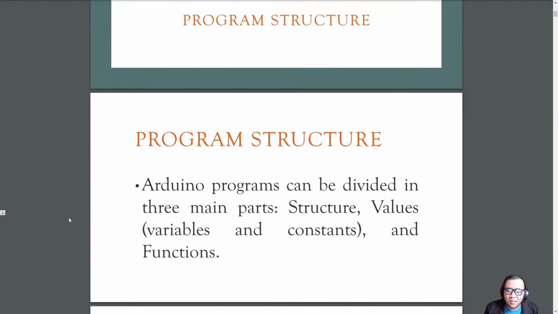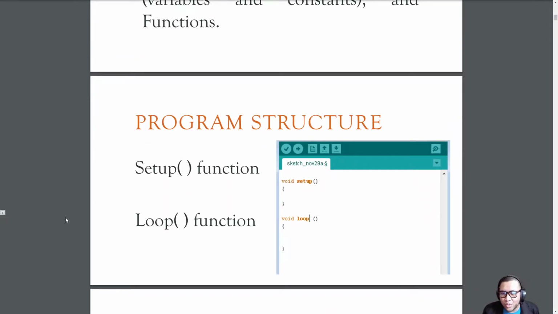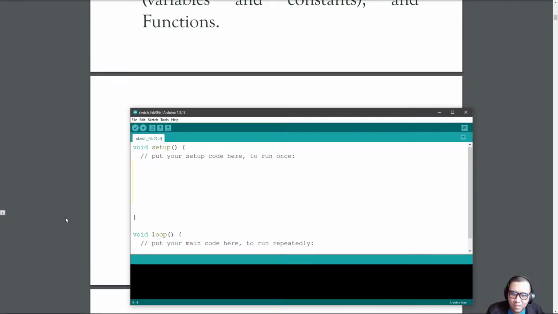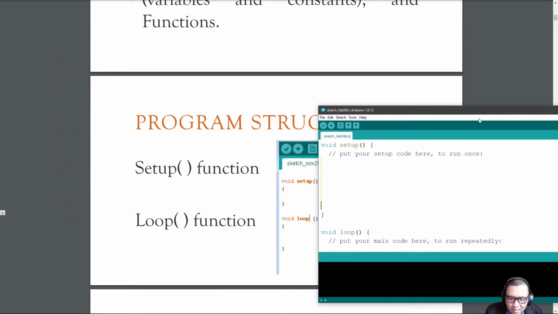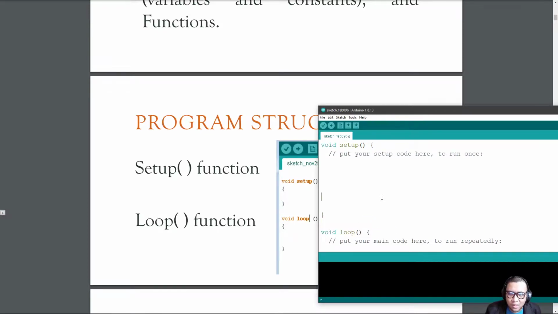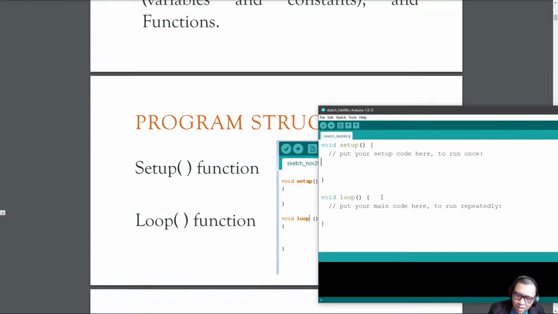So let's start with the program structure. The program structure of Arduino Uno can be seen in the Arduino IDE. The Arduino IDE contains the setup function, which is this one, as well as the loop function, which is this one. So if you want your code to run during the runtime, or when your Arduino Uno turns on, by the way, this is an Arduino Uno.